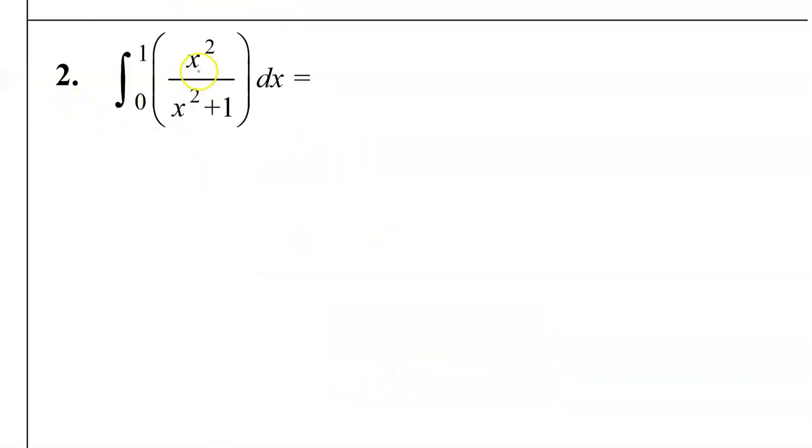For number 2, I notice that the degree of the numerator and the degree of the denominator are exactly the same. So when that happens, we can't just do u substitution immediately. So what am I going to do?